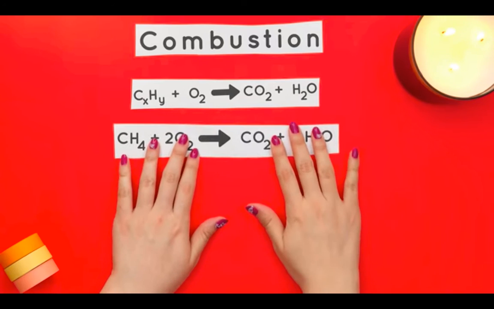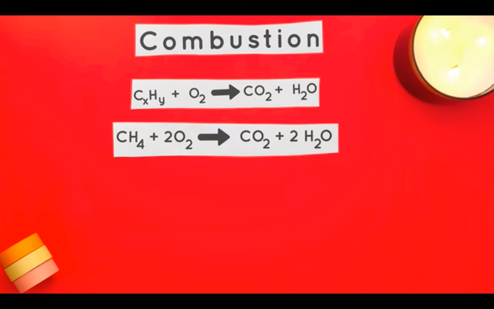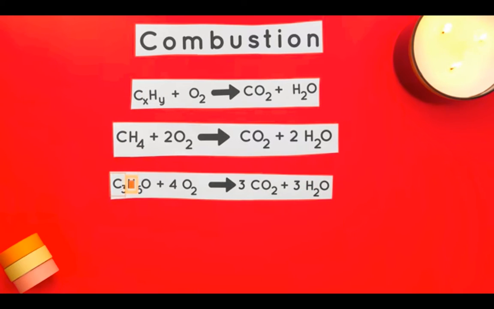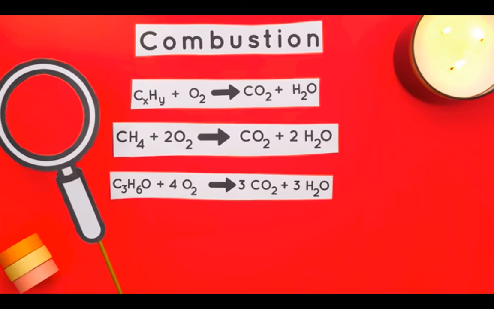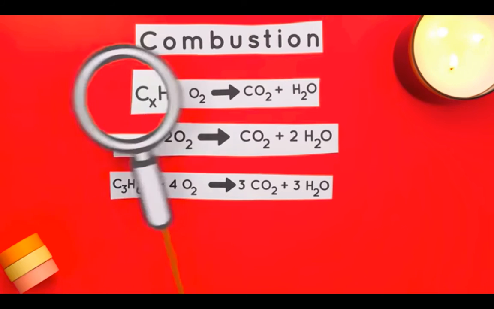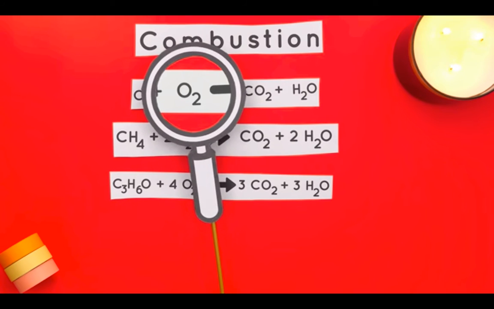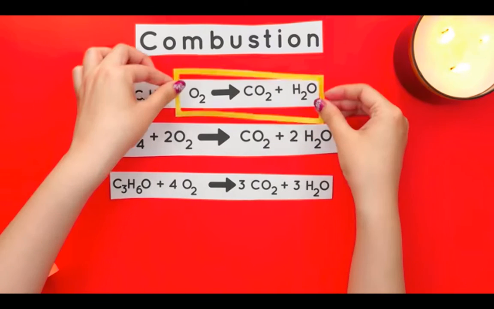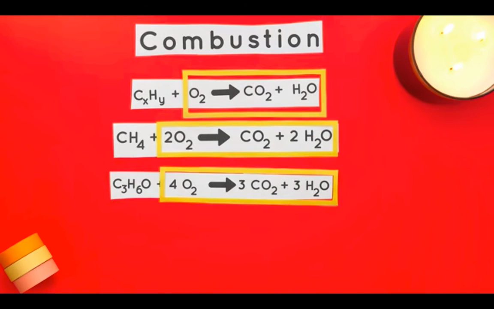And here's our example, where our first reactant consists of only carbon and hydrogen. Or we can have our first reactant consisting of carbon, hydrogen, and oxygen. Your biggest clue that something is a combustion reaction is that the second reactant is O2, and our products are carbon dioxide and water. These never, ever change.